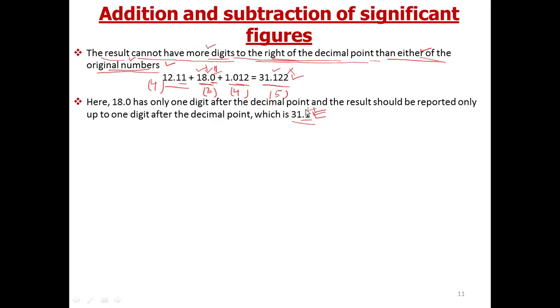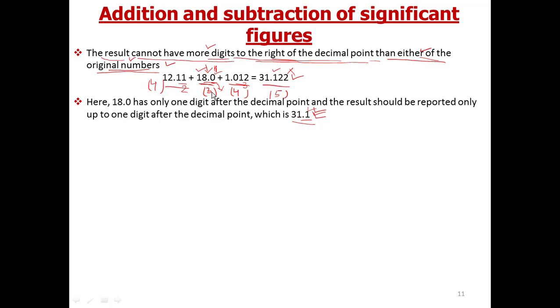So this is a very simple rule: when we add significant figures, the result should not have more digits after the decimal point than either of the original numbers. Now this has 2 digits, this has 3 digits after the decimal point, but we have to see all the numbers. As this number has only 1 digit after the decimal point, our result should also contain only 1 digit after the decimal point.